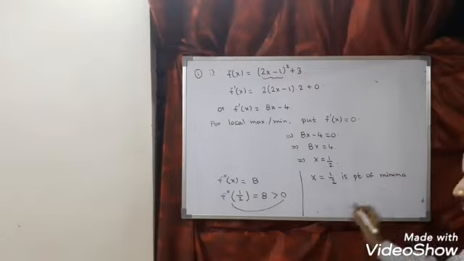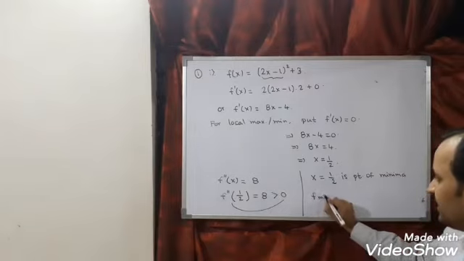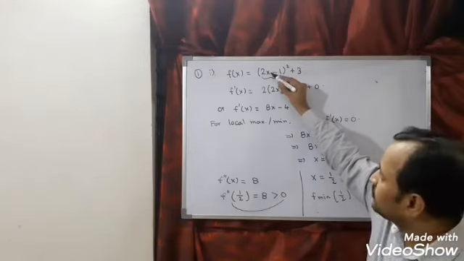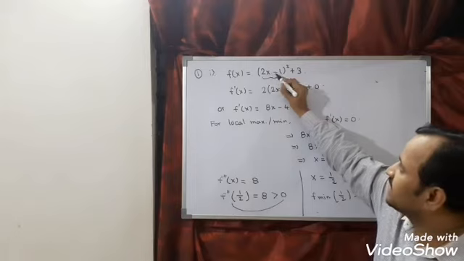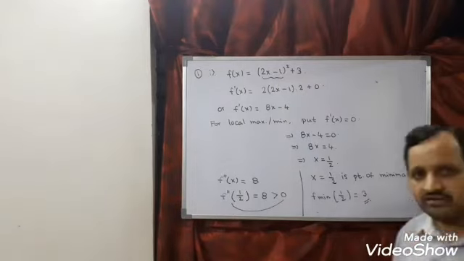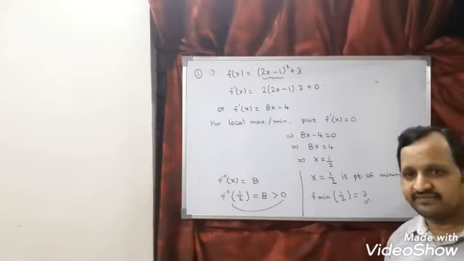And the question is: find the minimum value. So f minimum at 1 by 2 is equal to... Put 1 by 2 here. So 1 by 2 means I think it cancels. So the answer of this question is 3. So we got the same answer by applying the first derivative test.